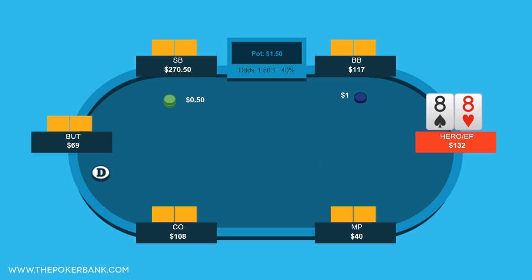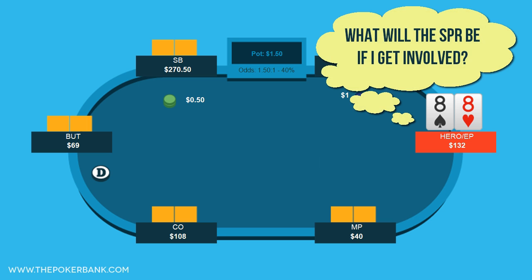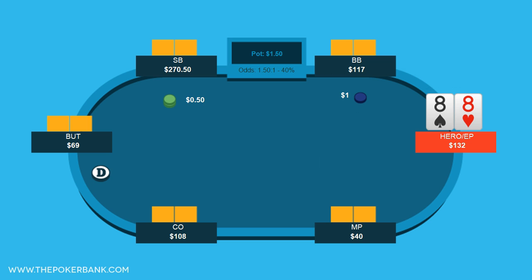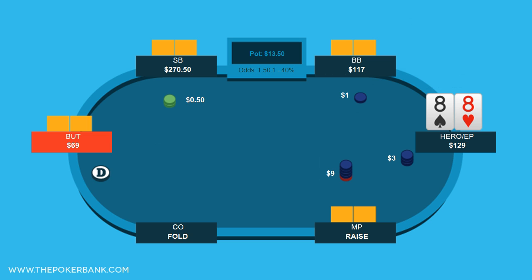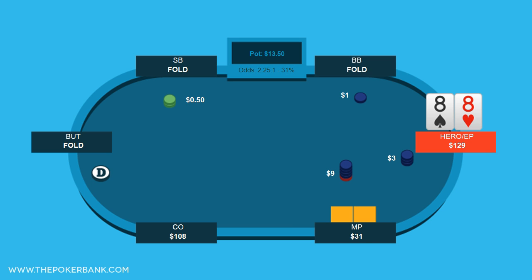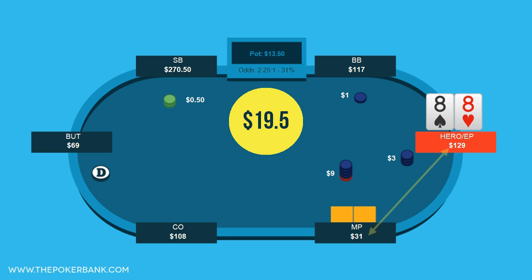Be forward thinking and consider the SPR you will be getting involved in if you do decide to call that 3-bet or 4-bet preflop. In this example, we open 8s out of the gun, face a 3-bet from a smaller stack size player, and if we think ahead, we realize that by calling, we would put ourselves in a small SPR pot. If we call, the pot size would be 19.5 on the flop, the effective stack would be 31, and thus the SPR would be 1.6.